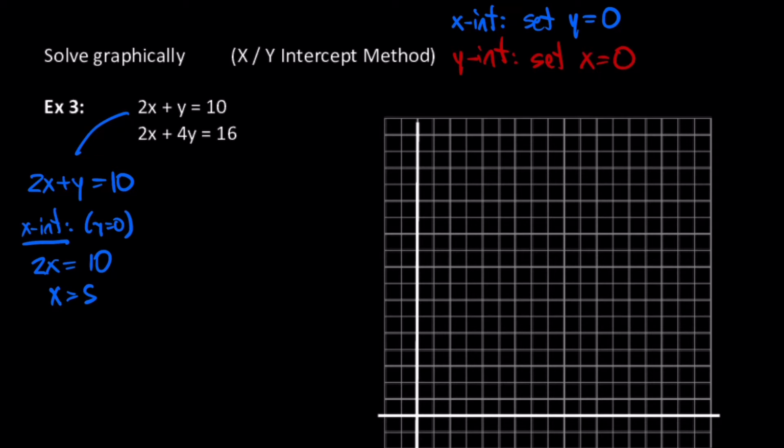Let me count it out here. 1, 2, 3, 4, 5. Right there. I know that line goes through that point. Well, let's find the y-intercept. To find the y-intercept, you set x equal to 0. I'm not going to write this out every time, just for the sake of notes, I'm doing it today. So this top equation here, if you set x equal to 0, what's left? y equals 10. Oh, okay, so let's plot that. 1, 2, 3, 4, 5, 6, 7, 8, 9, 10.